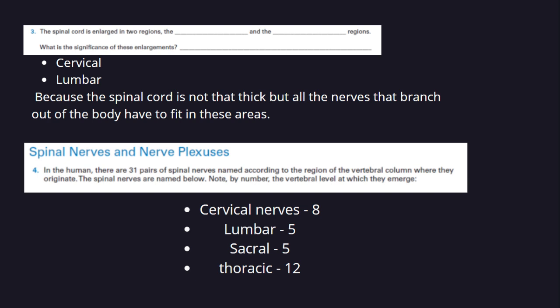In the human, there are 31 pairs of spinal nerves named according to the region of the vertebral column where they originate. The spinal nerves are named below. Note by number the vertebral level at which they emerge. Cervical nerves is 8, the lumbar is 5, the sacral is 5, and the thoracic is 12.